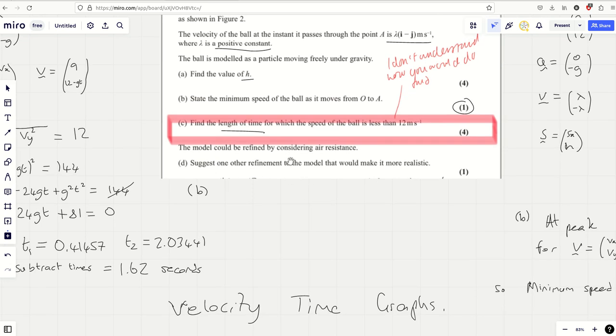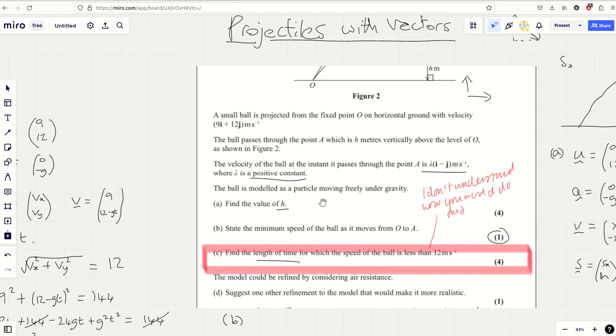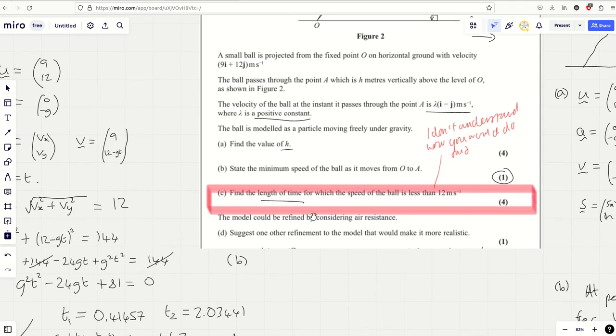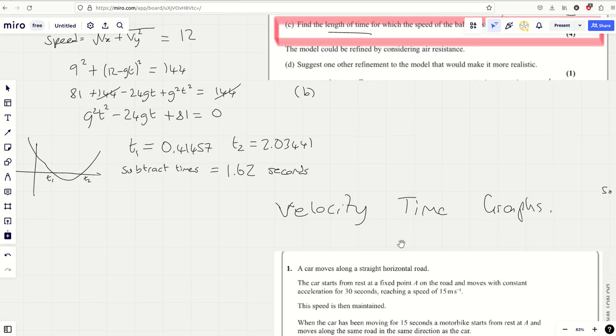Okay, the model could be refined by considering air resistance. They're sick of hearing air resistance as an answer, so they say basically don't use air resistance. And another way you could do it is you shouldn't be treating the object as a particle. It should have dimension. There's other things you could consider as well, like the spin or something like that. There's various answers that allow for that.